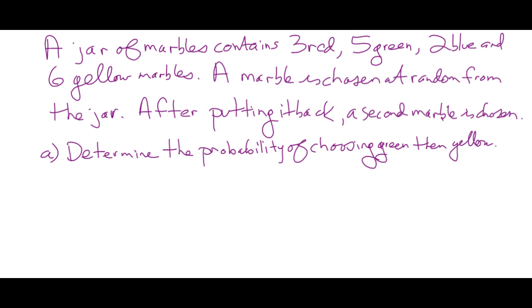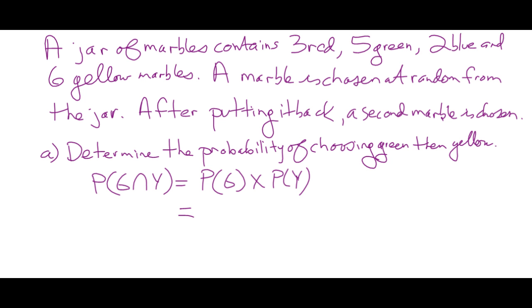Okay, so they're independent events, right? Because after putting it back, so replacing it, we drew another one. Green, then yellow, it says it's got to be in that order. Your first marble is green, and then your second marble is yellow. So we can start off with the formula. Probability of getting a green and then a yellow is simply the probability of a green times the probability of yellow. What's the probability of getting a green? 5 out of 16, right? So we do 3, 8, 10, there's 16 marbles, 5 of which are green.